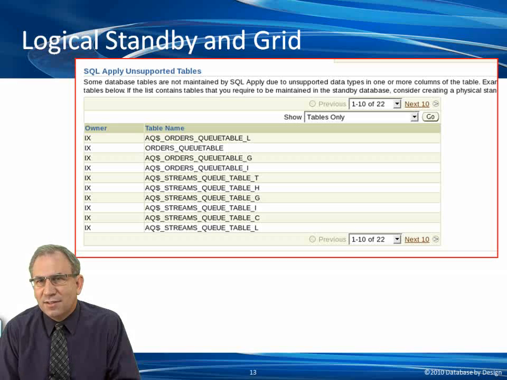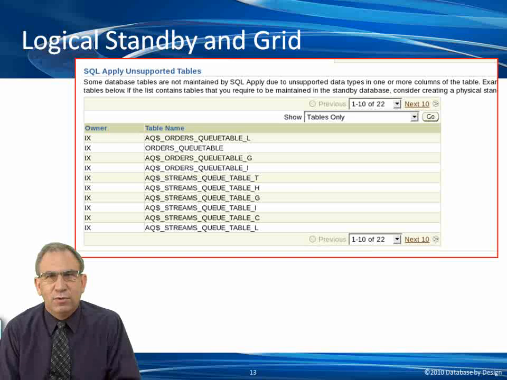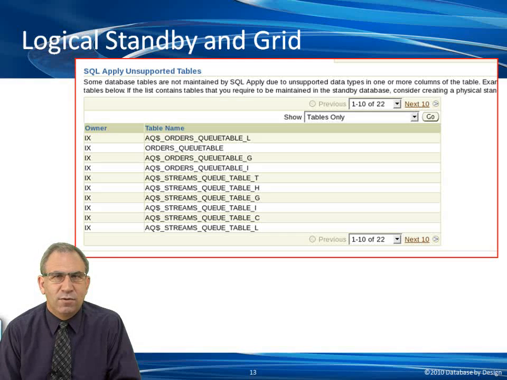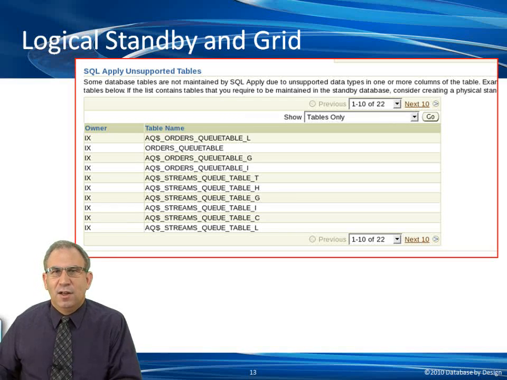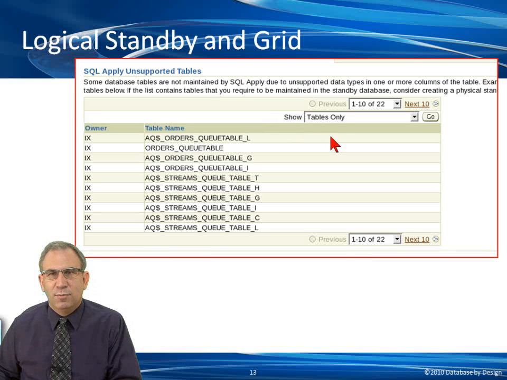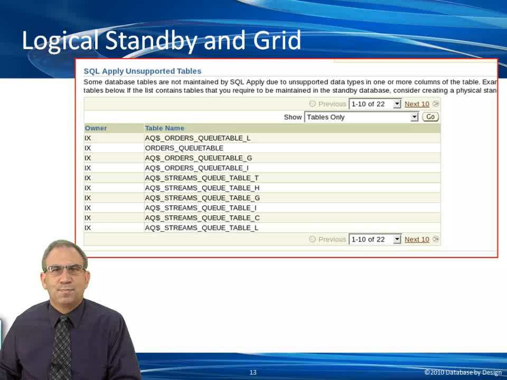Now, because I'm doing a logical standby database, it will tell me that these are the tables that are unsupported. So these are the tables that cannot be replicated to that logical standby database. In this particular case, I can see that I have 22 tables that are not going to be supported for my logical standby database. Under the show command, I can show tables, tables only, as well as materialized views.